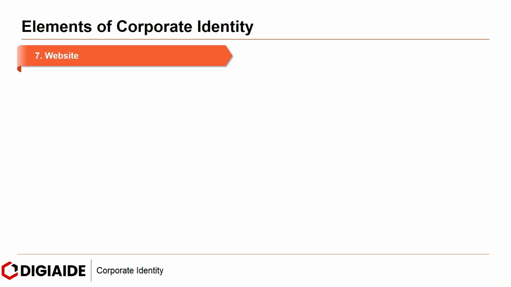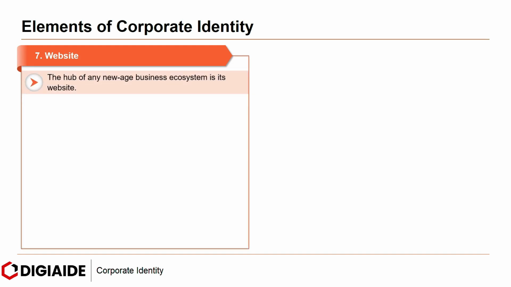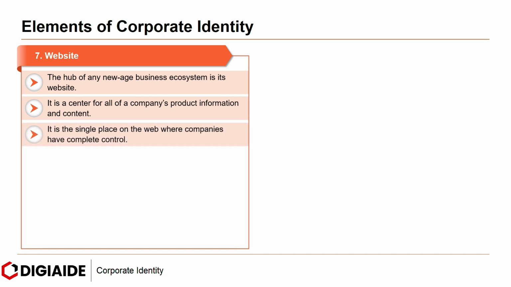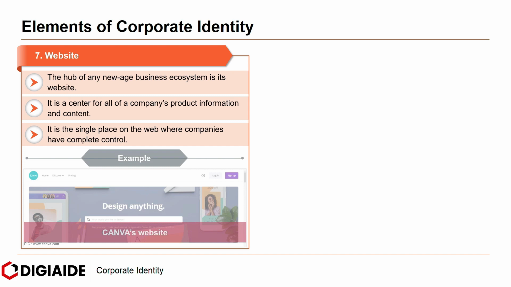Next in line is the website. The hub of any new age business ecosystem is its website. It is a center for all of a company's product information and content. It is a single place on the web where companies have complete control. The majority of companies' customers eventually end up at their website while shopping. An example of one of the best websites is Canva.